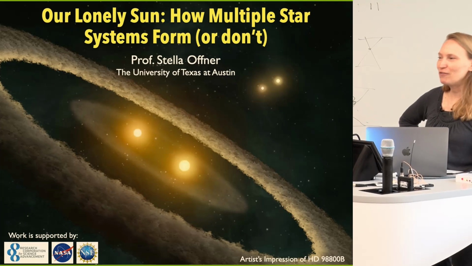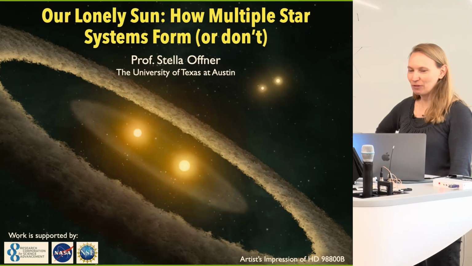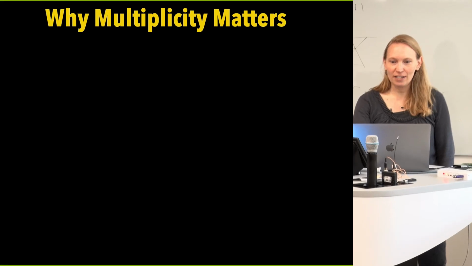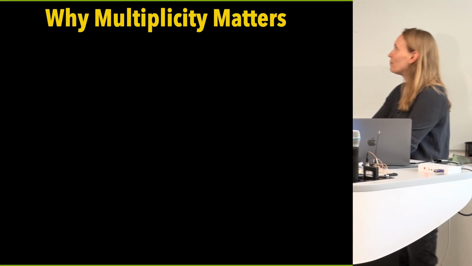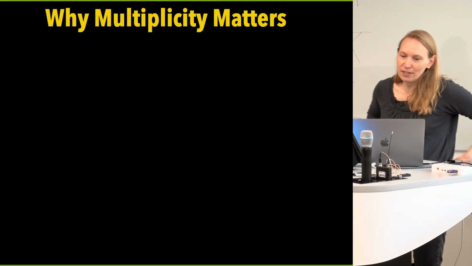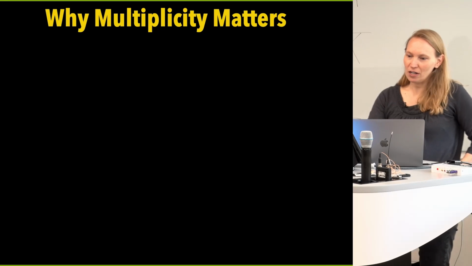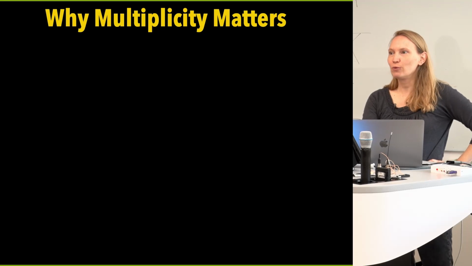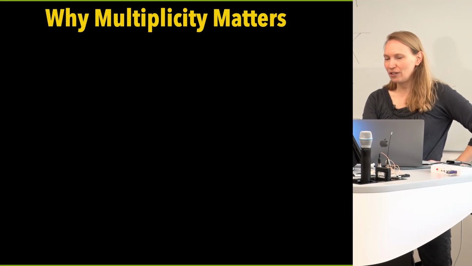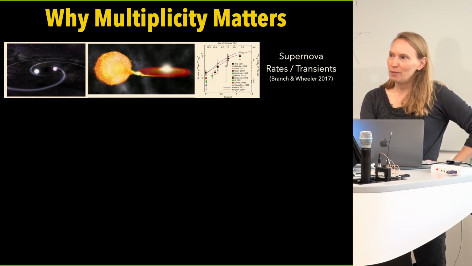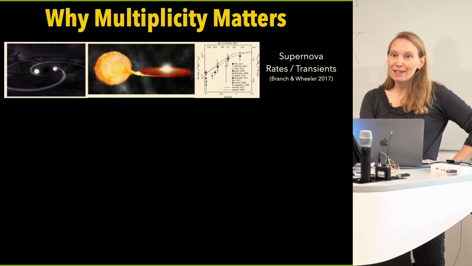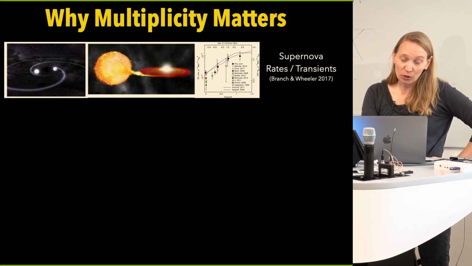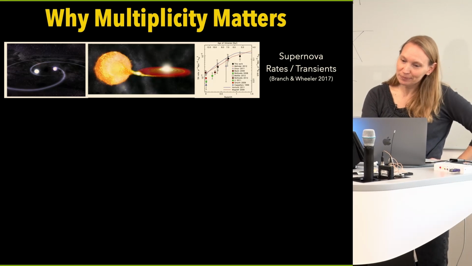So many of you may already know some of the things that I review here, but I will just go ahead and get started. For those of you who don't know why multiplicity matters, why you should care about this talk: it turns out that multiplicity factors into a really broad range of stellar astrophysics. For example, if you care about supernova or transient rates, type 1As depend upon the multiplicity distribution and properties.